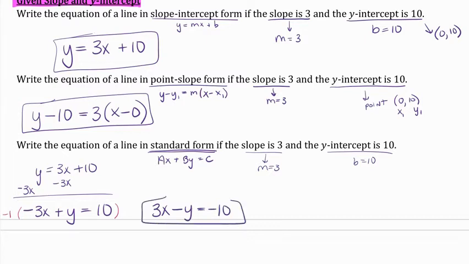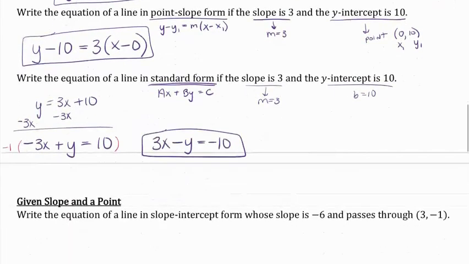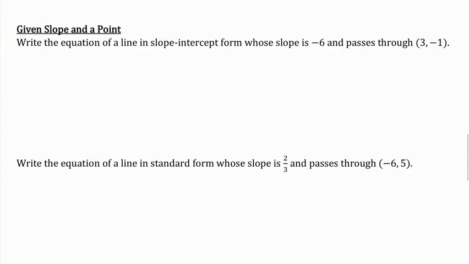So there's our standard form of the equation. There's our three different forms, all the same line. If I put those all in Desmos, they would all graph the same line. They're just in different forms. All right, so let's try some different information.